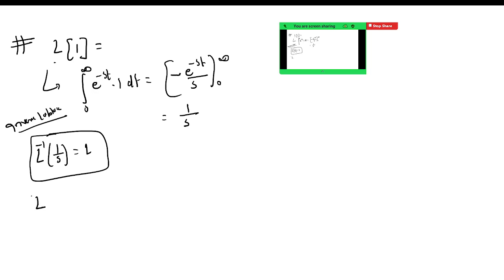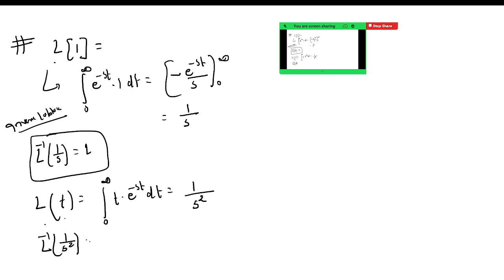Let's say if I tell you Laplace of t, how can you calculate Laplace of t? I'll be doing 0 to infinity, that is function t into e to the power minus st dt. So we are getting the value 1 upon s square. So Laplace of t is 1 by s square. So can I write Laplace inverse of 1 by s square is equal to t?